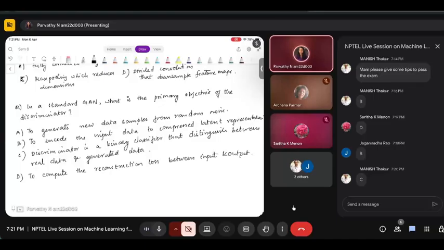So in a standard GAN, what is the primary objective of the discriminator?